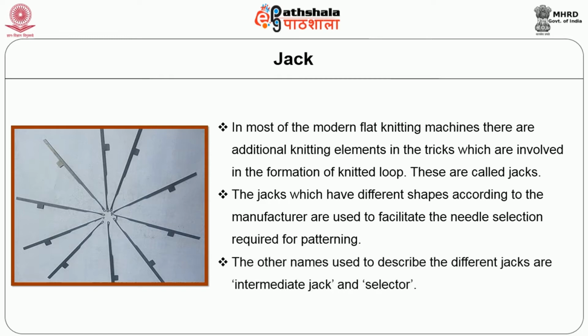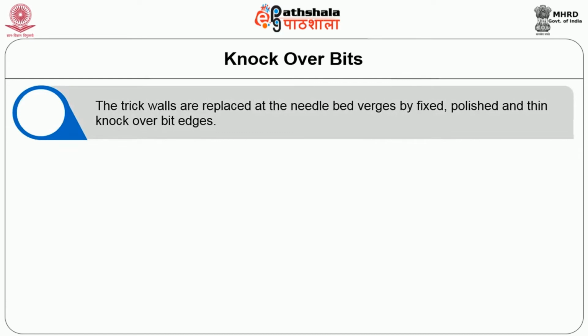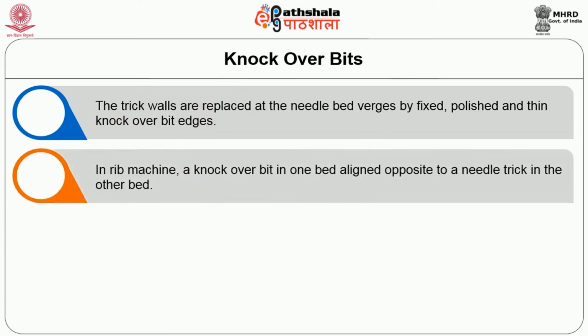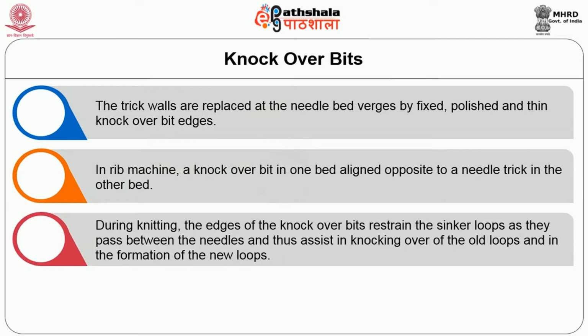The other names used to describe the different jacks are intermediate jack and selector, knockover bit. The trick walls are replaced at needle bed wedges by fixed, polished and thin knockover bit. In a rib machine, a knockover bit in one bed is aligned opposite to a needle trick in the other bed. During knitting, the edges of the knockover bit restrain the sinker loops as they pass between the needles and thus assist in knockover of old loops and in formation of new loops.